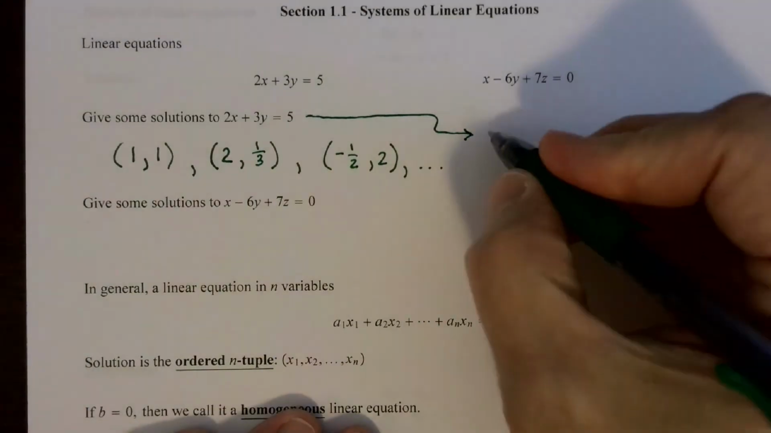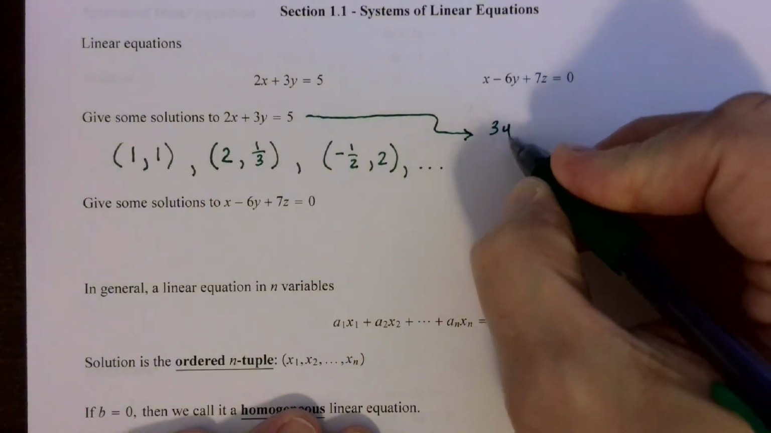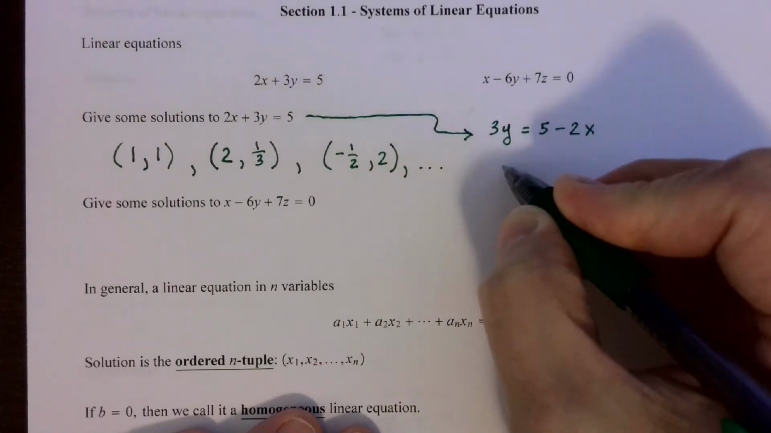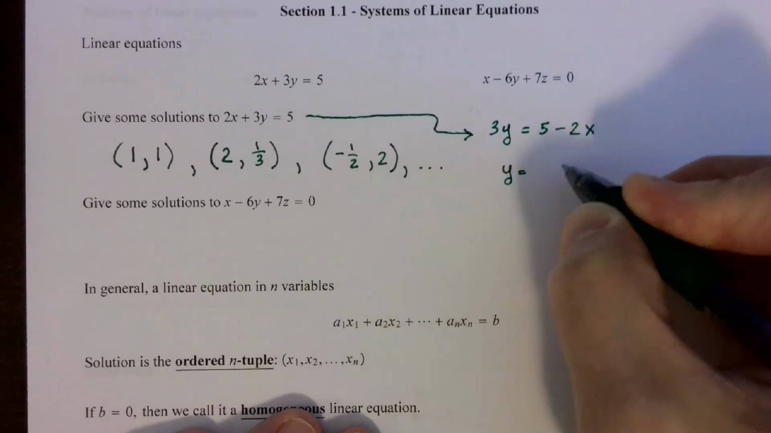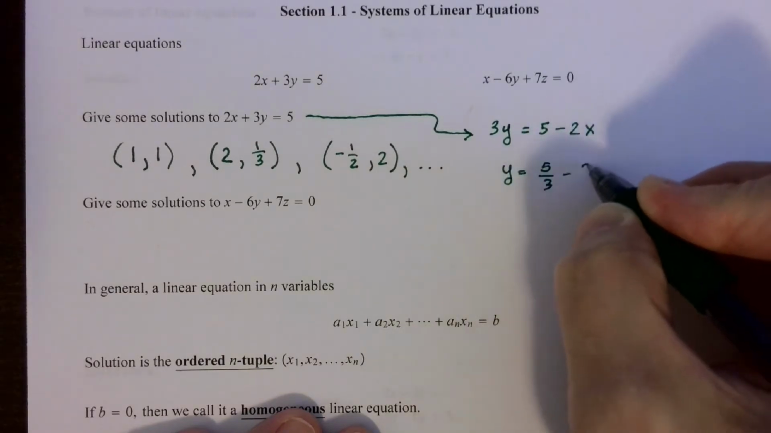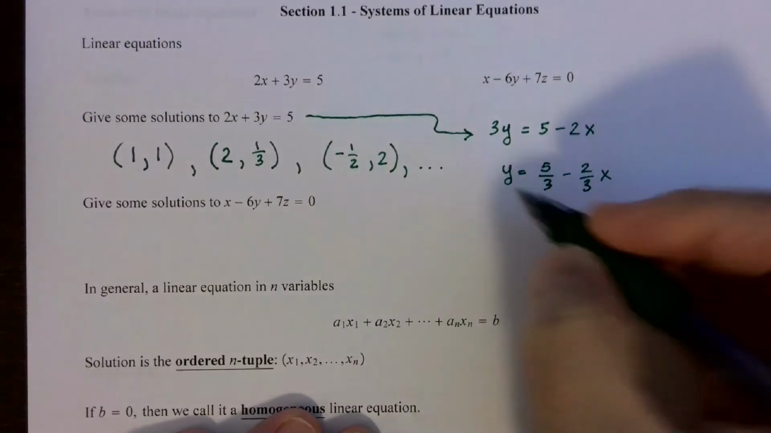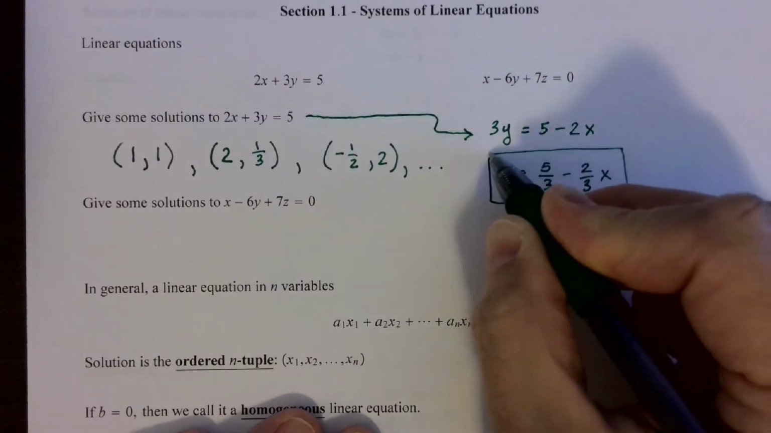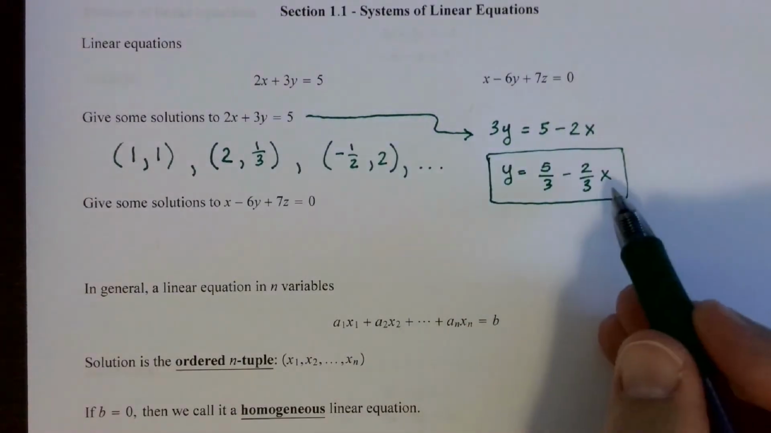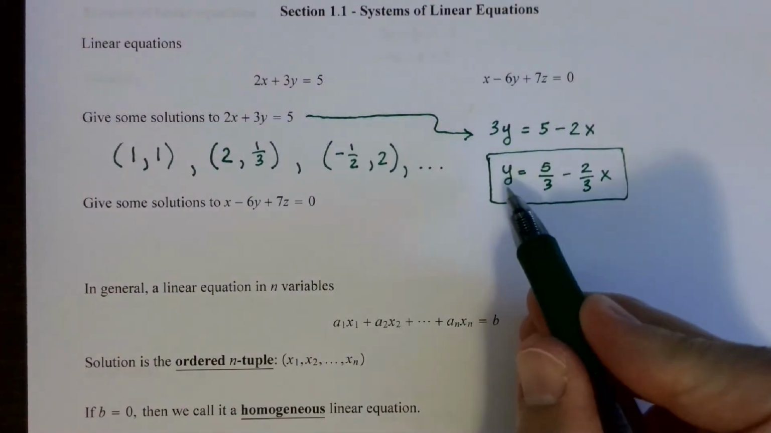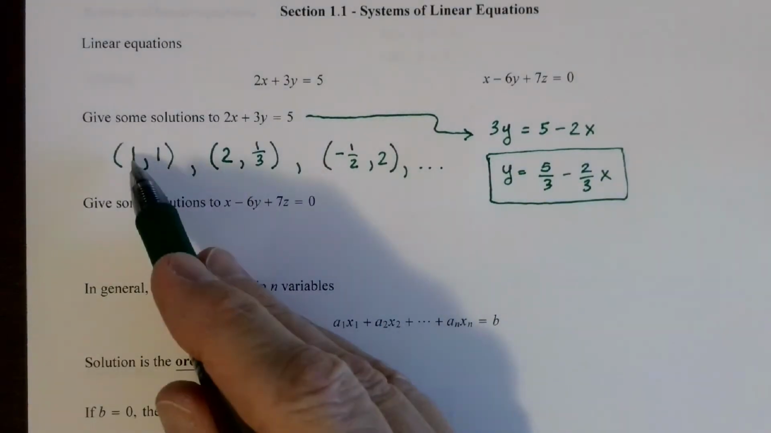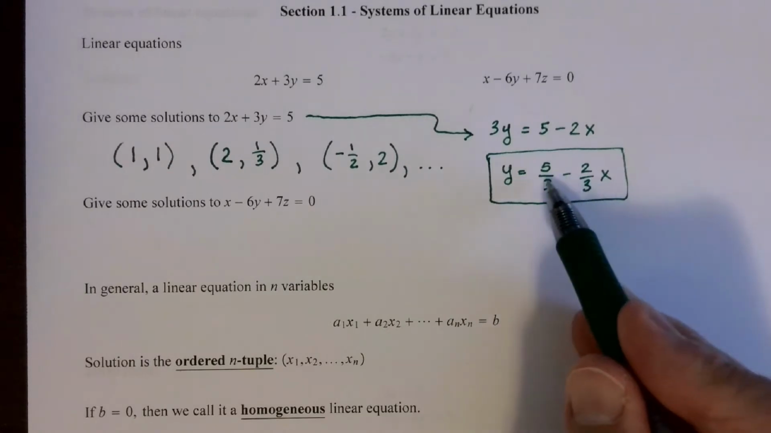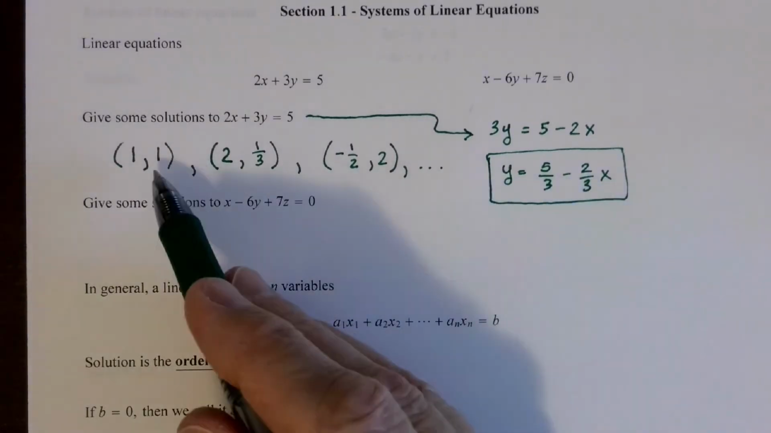In fact, if I go ahead and solve this equation for y by first subtracting 2x and then dividing by 3, I'll have 5/3 minus 2/3 x if I divide by 3. There's the equation in a form that we can quickly get solutions. In other words, I can let x be any number, and I'll get the corresponding value of y. For instance, if x is 1, like we had here, I get 5/3 minus 2/3. That's 3/3, which is 1. That's what the y value is.